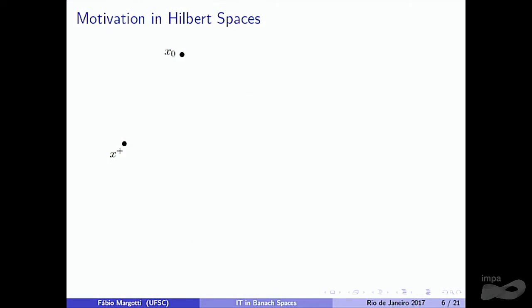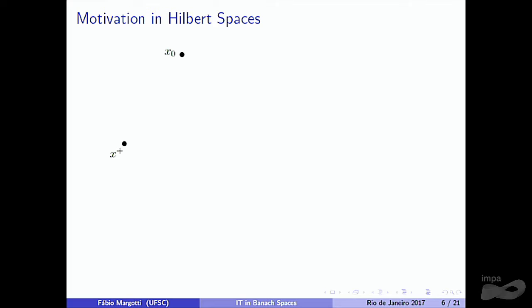Okay? So first, the motivation in a real Hilbert space. Let's assume that we have no noise in this part, only for simplicity. We start with this point x0, and we want to construct a sequence which converges to a solution of the inverse problem. I will show you how to perform one iteration from x0 to find x1, and then we repeat the process.